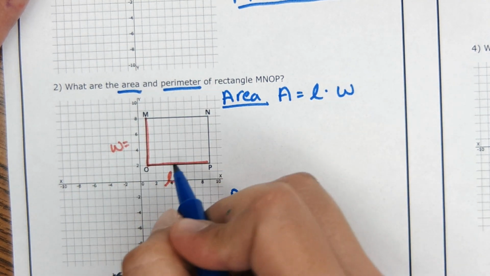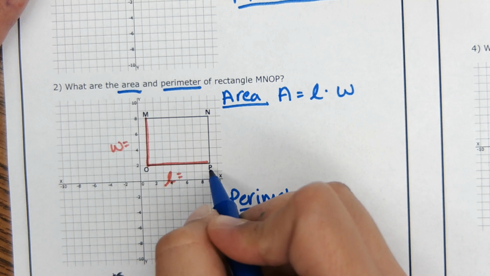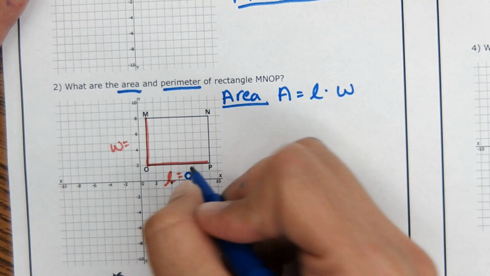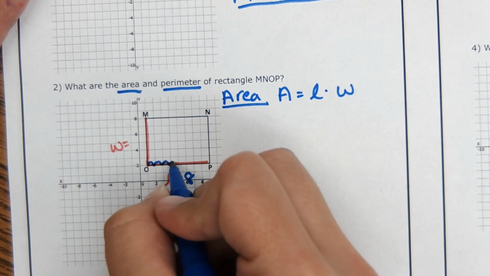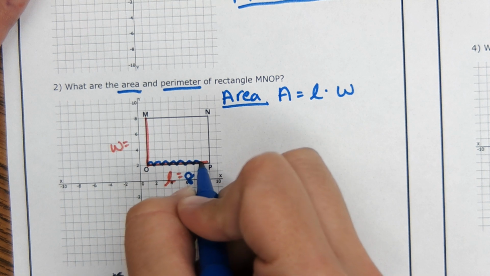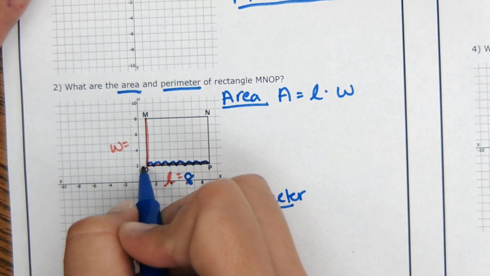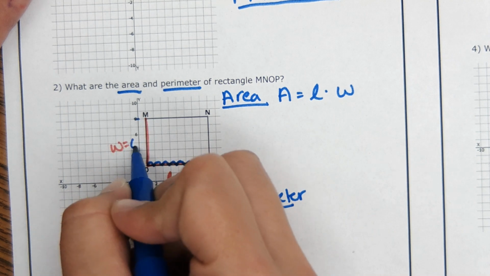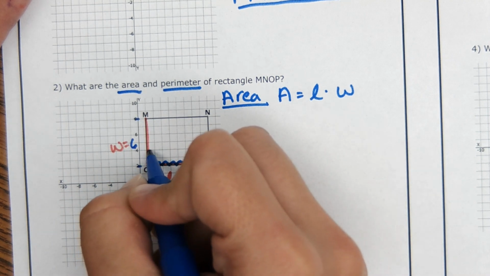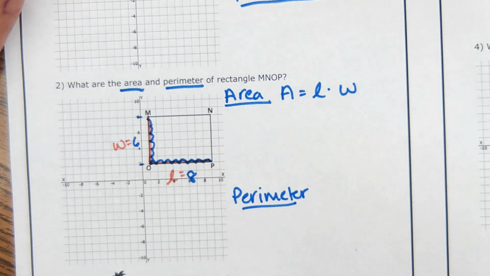So you can count squares or know that from 1 to 9, probably be 8. And I can count 1, 2, 3, 4, 5, 6, 7, 8, yep. And then for the width, this is from 2 to 8, so it's got to be 6. Maybe count to just be sure. 3, 4, 5, 6. Yep, 6 units.